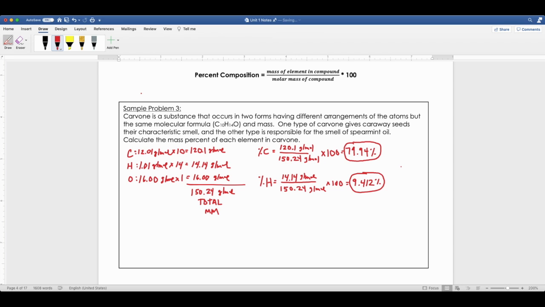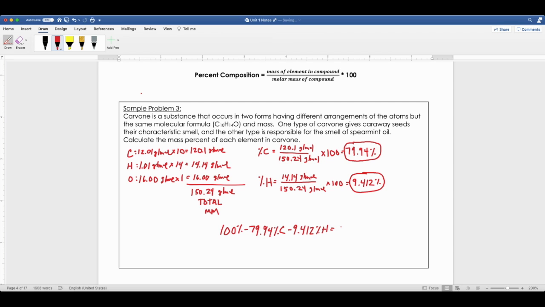Now, you can do the 16 over the 150 to get the percentage of oxygen, but we know that the total percents has to equal 100. So I'm just going to do this 100 because I know the total has to be 100, and there's only one element left, right? So if the total has to be 100, and if I subtract from that the 79.94% of carbon, and I subtract from that the 9.412 percentage of hydrogen, because there's only oxygen left, that should give me the remaining percentage oxygen.